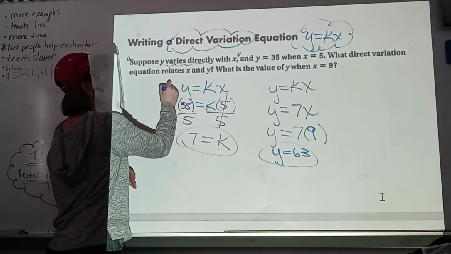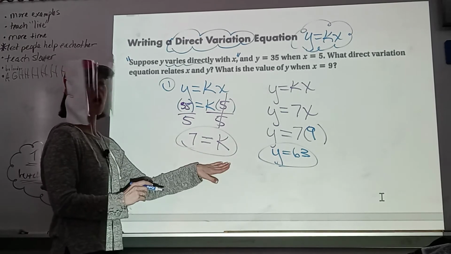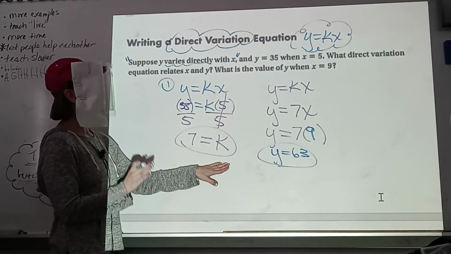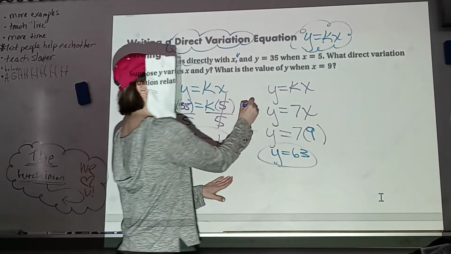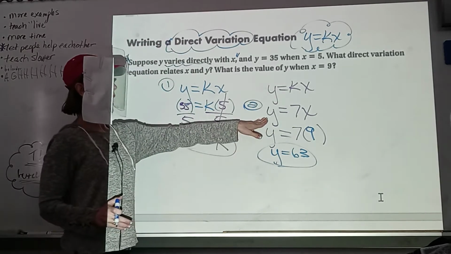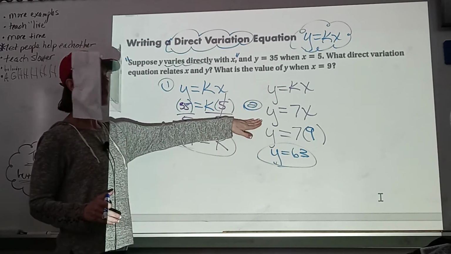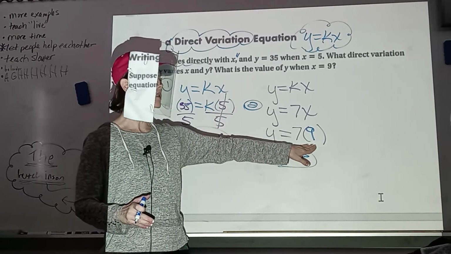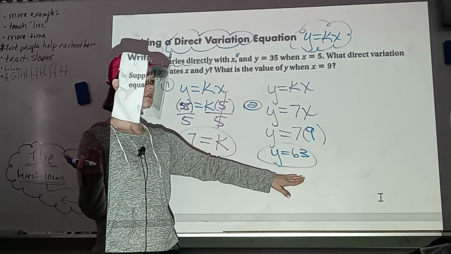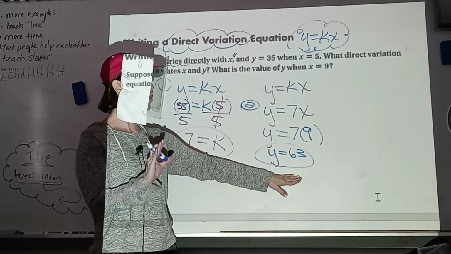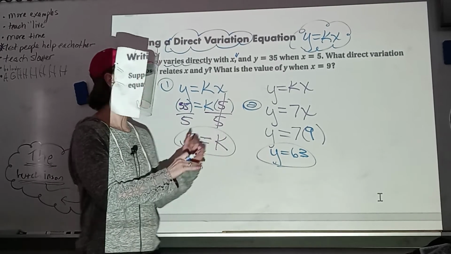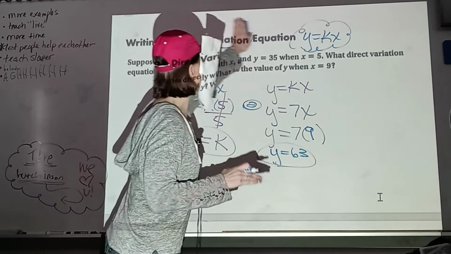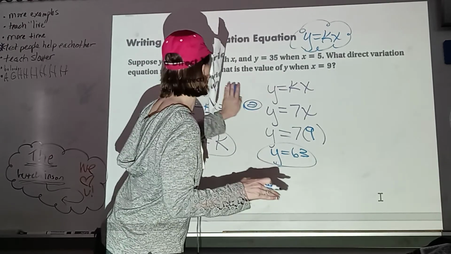So what was step 1? Step 1 was to solve for the constant. Step 2, now that we know what k is equal to, write the direct variation equation and plug in the value of x and solve for y. Okay, so that's one example for your notes. We'll do a practice example after I finish recording this video.